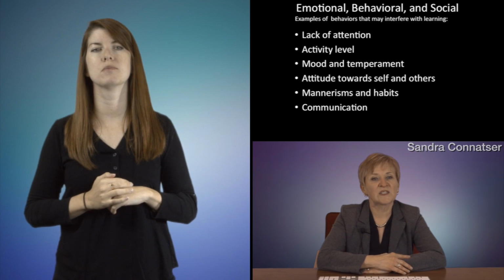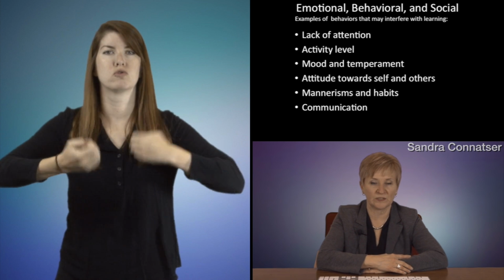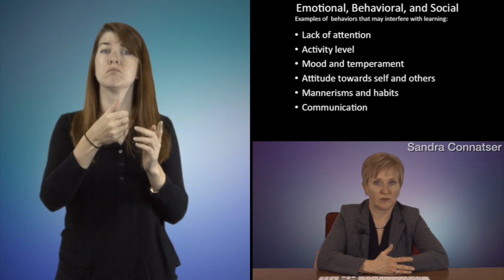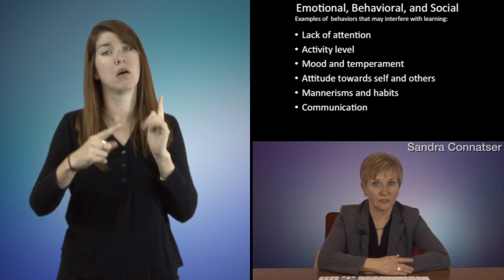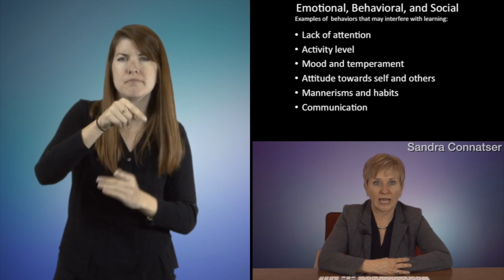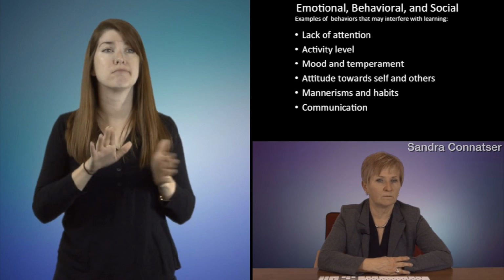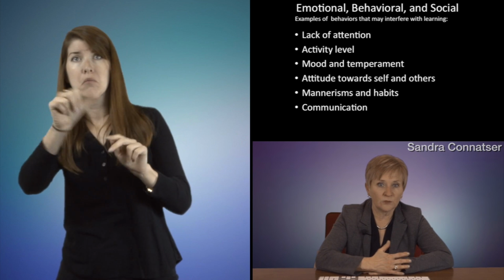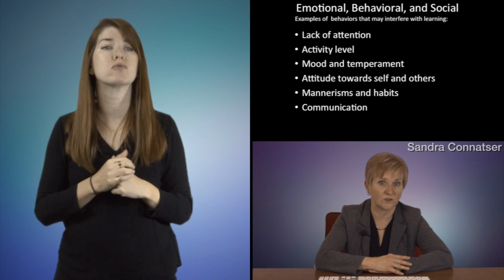The next area in the FIE that we look at is the emotional, behavioral, and social skills of the student. Often students do not have behaviors that interfere with learning. However, when there are times that behavior appears to be interfering with learning, we need to look at that more closely. These may include lack of attention, their activity level, their mood, their temperament, their attitude towards themselves and others, particular mannerisms or habits, or lack of communication and or lack of social skills.